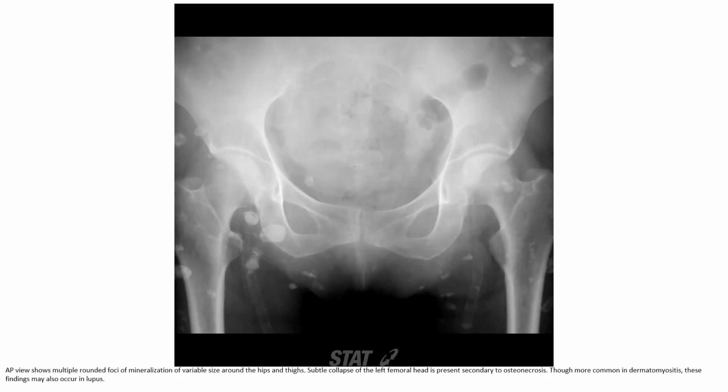AP view shows multiple round foci of mineralization around the hip and sides. Subtle collapse of the left femoral head is present, secondary to avascular necrosis, though this is more common in dermatomyositis. This finding may also occur in lupus.